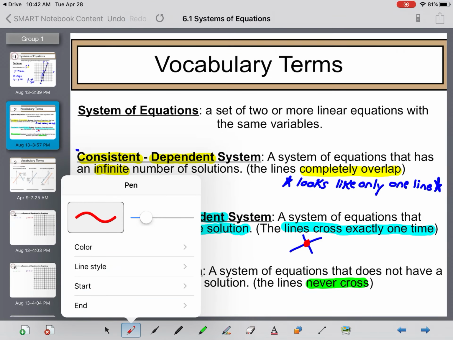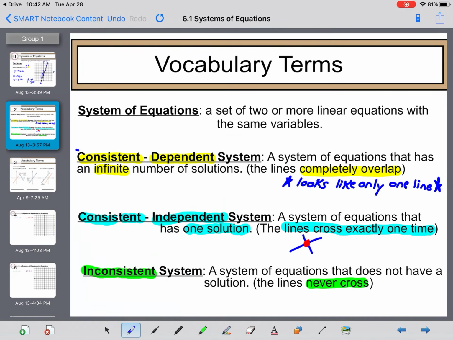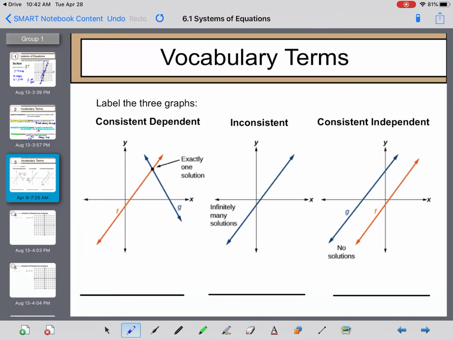Okay, and we've learned in the past that lines that never cross are what type of lines? Lines that never cross are called parallel lines. Parallel lines have the same slope, and they'll never cross each other. So again, feel free to pause to fill in your definitions and write down the extra notes, and you can resume the video when you're ready.